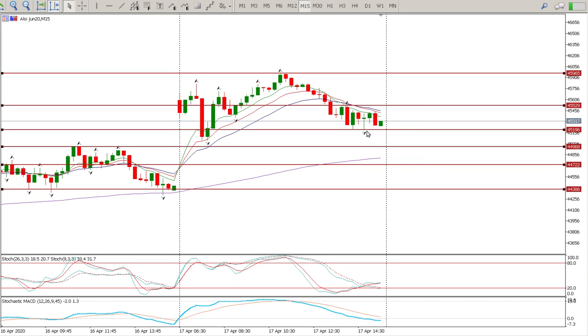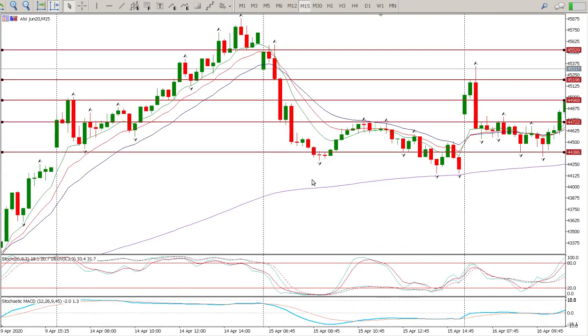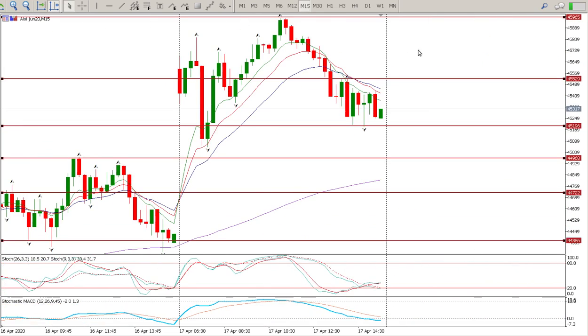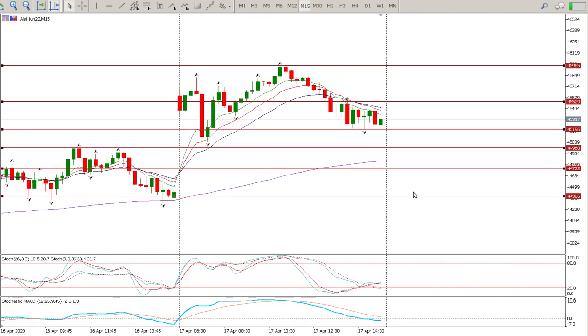And then you're looking for a break below 45.196. If you get that break, then I'd start taking some off at the different levels below. Okay, so that's kind of my view at the moment. Trade the range. If we get the top, short it. If we get the bottom, go long on it.